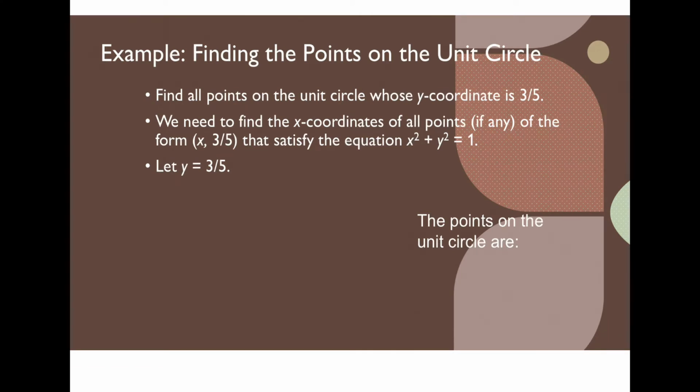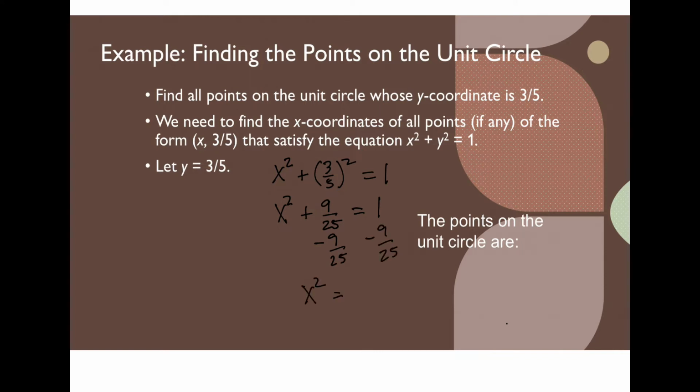Here we're asked to find all the points on the unit circle whose y-coordinate would be 3/5. So first we need to find the x-coordinate of all points, if any, of the form x, 3/5 that will satisfy the equation x squared plus y squared equals 1. X squared plus y squared equals 1 is the equation of our unit circle. So if we let y equal 3/5, let's go ahead and just write that out and carry that out. That gives me 9/25, which I can then subtract from both sides of 1.